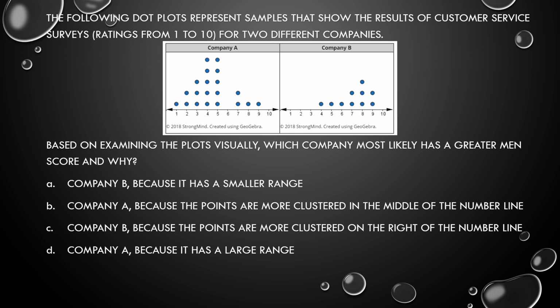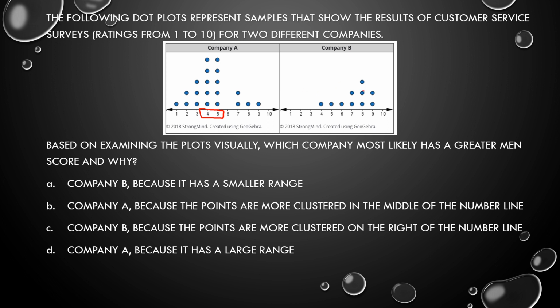Next question says we have these 2 different companies and they represent the results of customer service survey ratings from 1 to 10. Based on examining the dot plots visually, which company is most likely to have a greater mean score and why? Well, Company A has many more people that have taken the survey, and the majority of their answers are a 4 to 5, which means that their mean is probably going to be around a 4 to 5.